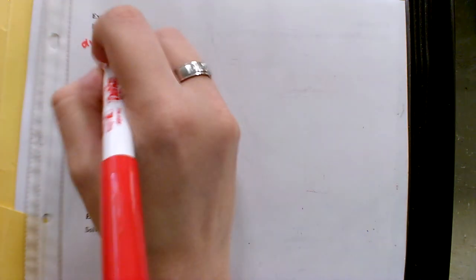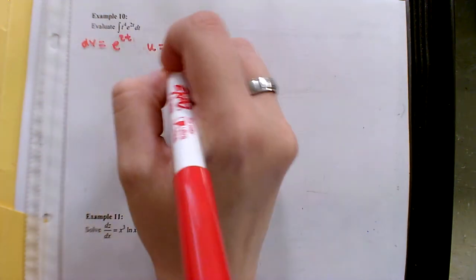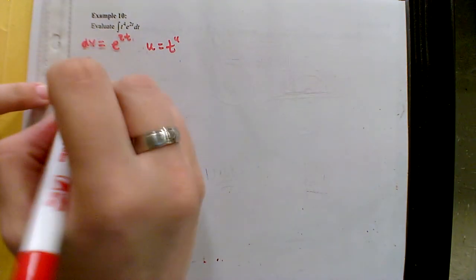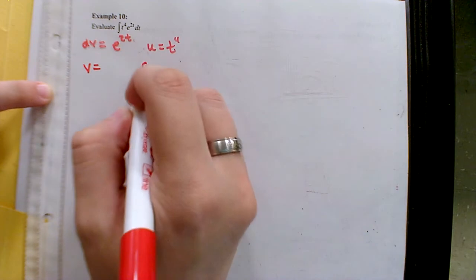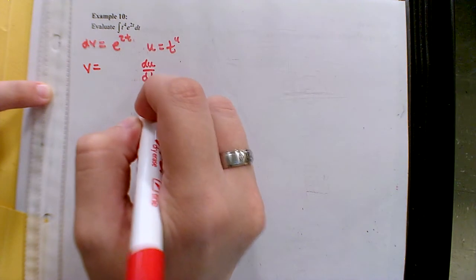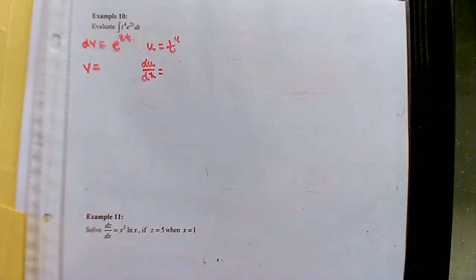What do you want to let dv be? What do you want to let u be? Think detail. Yeah. There we go. So then t to the 4th, we got u. Work backwards from dv to figure out v, derivative of u to figure out du.